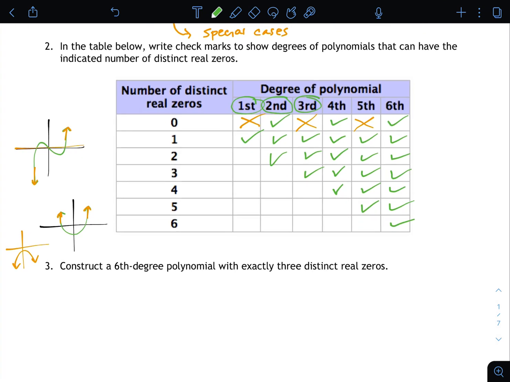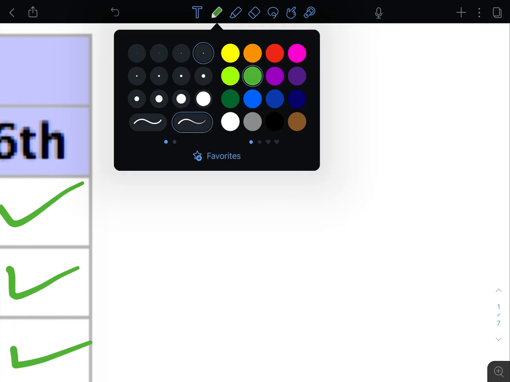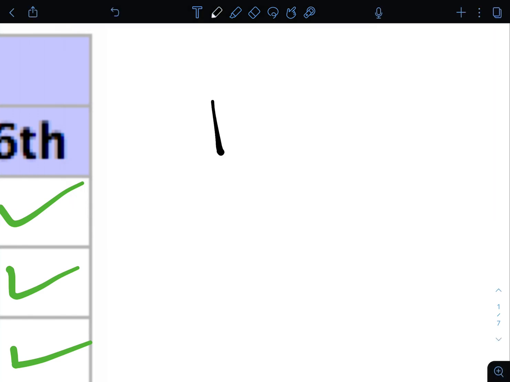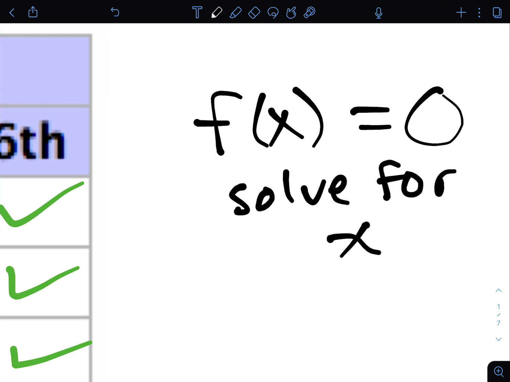And now, yesterday we talked about how algebraically we can solve for these zeros. So yesterday we talked about how we can find the zeros of a function by setting that function equal to 0 and then solving for x. So that's our strategy to algebraically solve for these zeros. And we talked about how we can factor a function in order to do that.